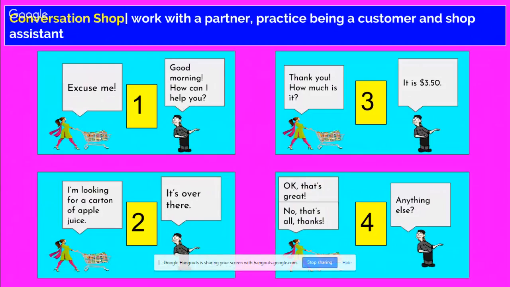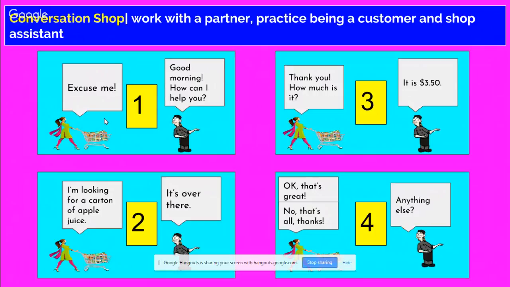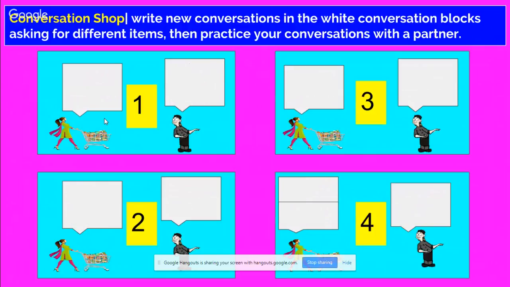And then we went on to the conversation shop. Work with a partner, practice being a customer and a shop assistant. So in this one, they're basically practicing their dialogue with each other. And then in the second part of this conversation shop, write new conversations in the white conversation blocks asking for different items, then practice your conversations with a partner. So now they're making their own.